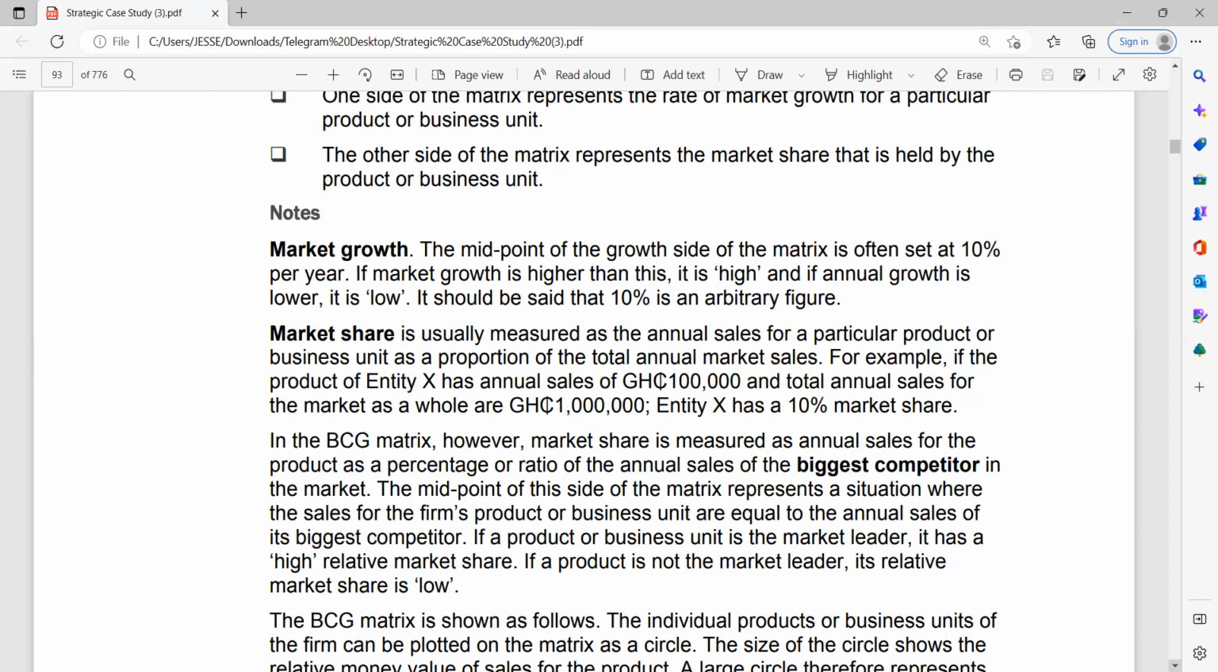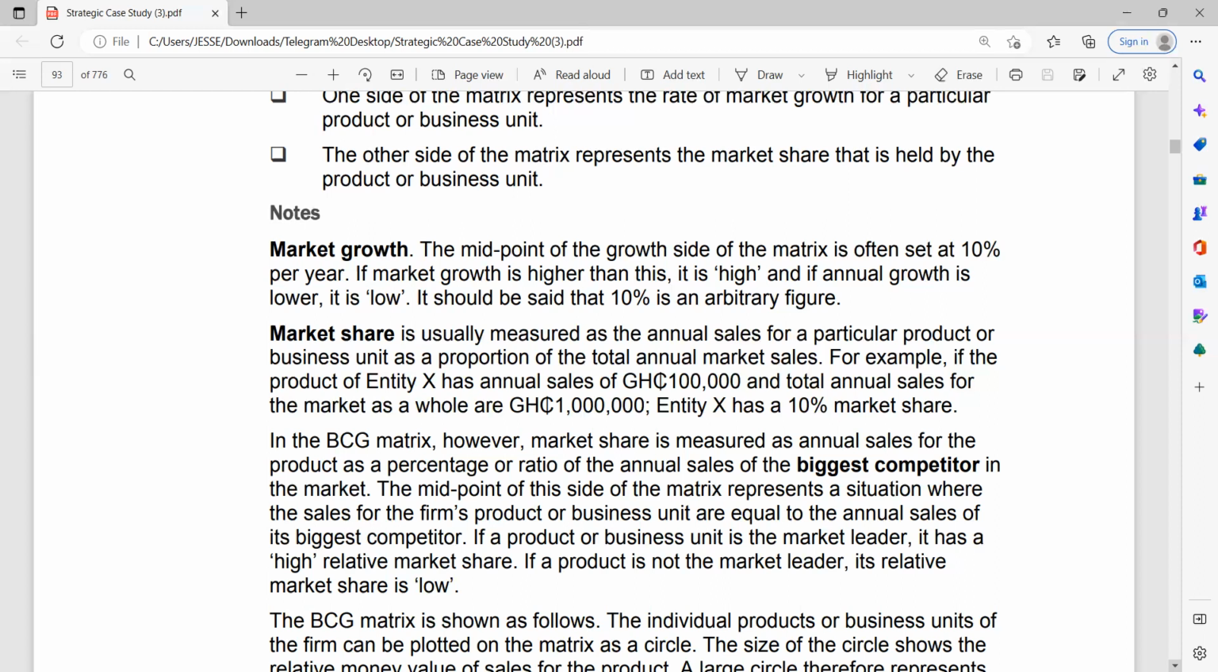For example, if the product of entity X has annual sales of 100,000 and total annual sales for the market as a whole, so its product divided by the market, is 1 million, then the entity has a 10% market share. In the BCG matrix, however, market share is measured as annual sales for the product as a percentage of the annual sales of the biggest competitor in the market.